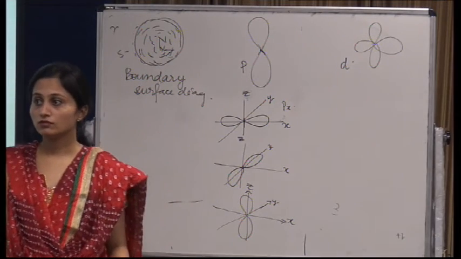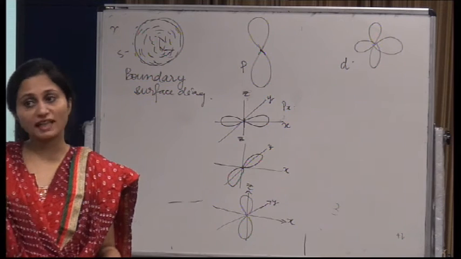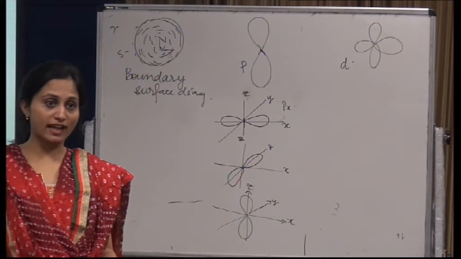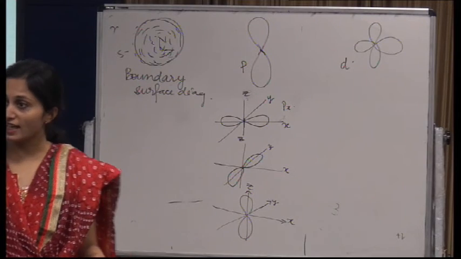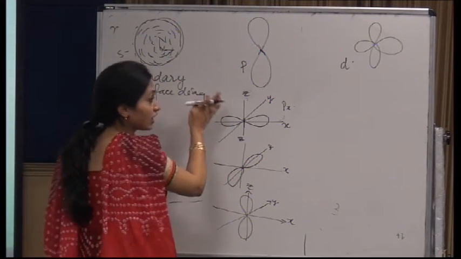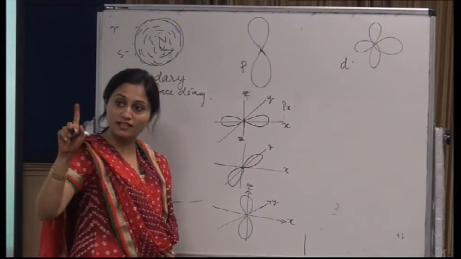Yes, ma'am. Now I am saying you have three dimensions, x, y, z. P is dumbbell shaped, Px is along x. So Yz will have a negligible probability. So in this case, for Px what will be the nodal plane? It will be the Yz plane. So how many nodal planes? One.